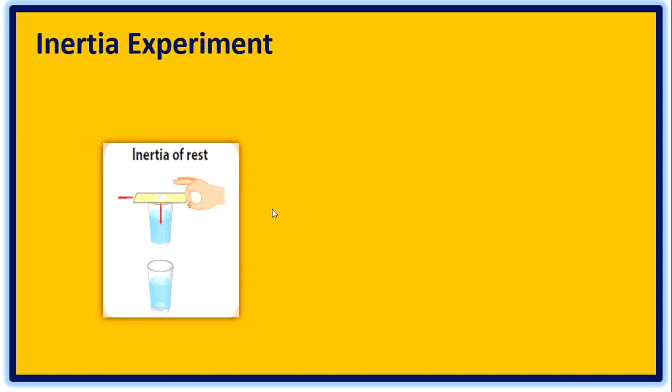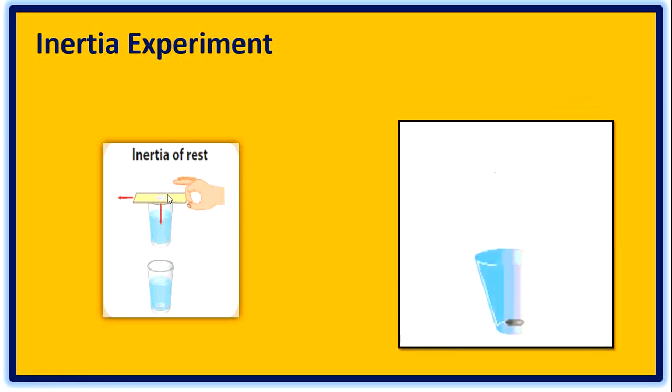Now let us see an experiment for inertia. Take a glass tumbler and place a small cardboard on it. Now keep a coin at the center of the cardboard. Then flick the cardboard quickly. When we flick the cardboard quickly, what happens? The cardboard falls off to the ground and the coin falls into the glass tumbler.